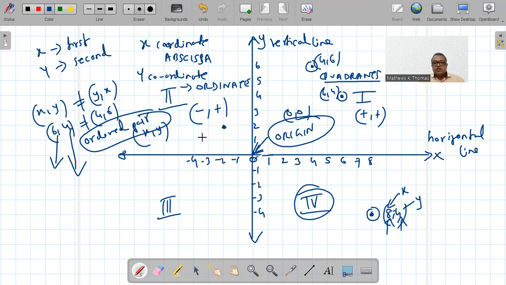For example, if I take this, this is going to be minus 2 and 2. Not 2 and minus 2, but minus 2, 2. X is minus 2 because this is our x-axis, this is our y-axis. So minus 2 comma 2 will be here. So a minus and positive combination.